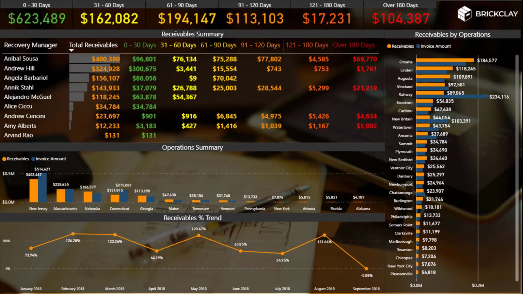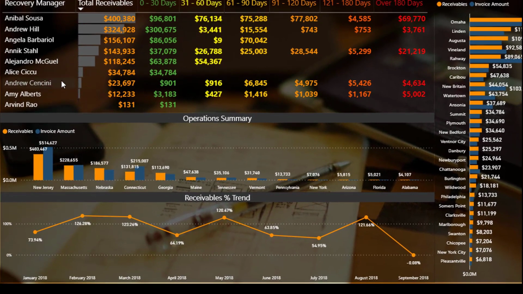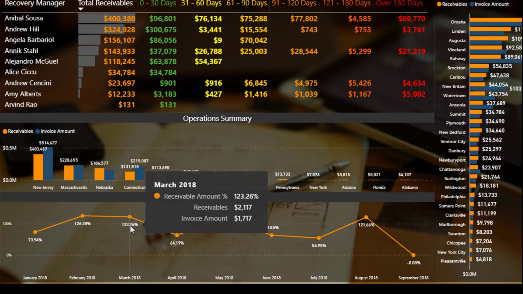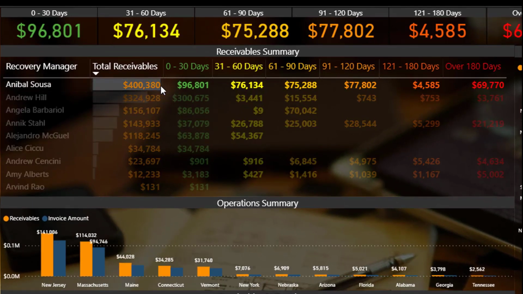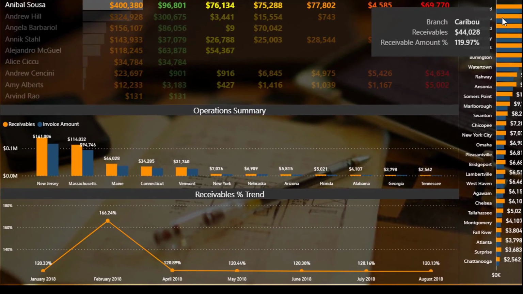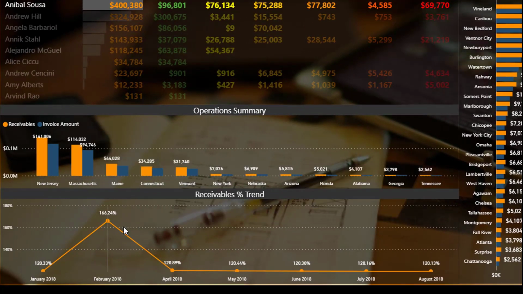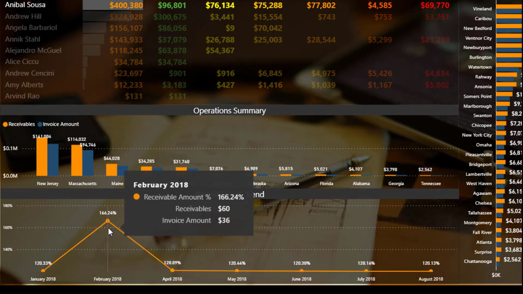The Recovery Manager Summary Report empowers evaluating the team's performance, and again we have aging buckets, organizational units, and trend. For instance, if we select Anibal Sosa, then we can see the receivable breakup in aging buckets, branches, states, and trends percent containing information about invoice amount and receivables out of an invoice.